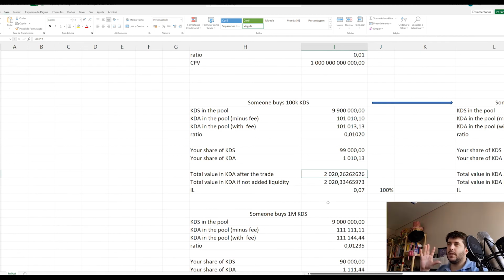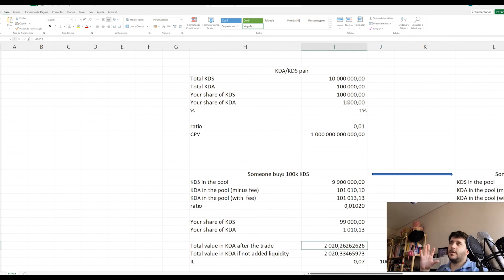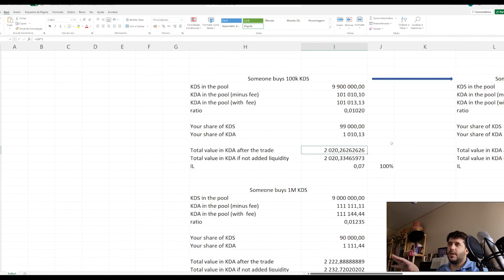and the value you would have had if you had not provided liquidity. So let's say you have two wallets with 100,000 KDS and 1,000 KDA. You provide liquidity with one, you provide liquidity with the other. This is the amount you have. This is the value in KDA you have on the one you provide liquidity with, if you take out the liquidity. And this is the value you have if you don't provide liquidity with in the other wallet, okay?